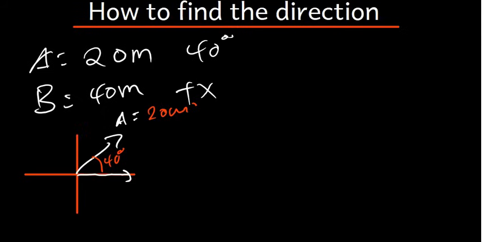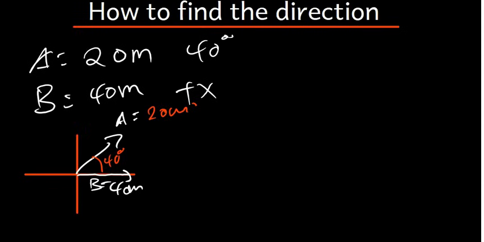So the question is, how can we find the resultant? Since we're talking about vectors, as long as they're asking you to find the resultant, they're asking you to find the magnitude and the direction. To find the magnitude, first we have to resolve each vector. This is vector B, which is 40 meters. So we have to resolve each vector into x and y components.